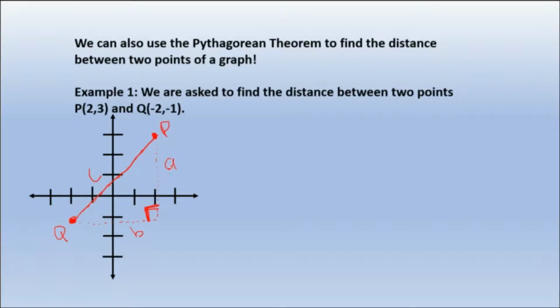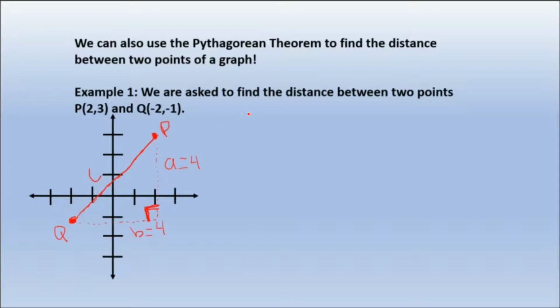So we need to know the lengths of A and B so we can use the Pythagorean theorem. We're going to do that by counting spaces. Each one of these is worth 1 space. So we can just count. Ready? 1, 2, 3, 4 spaces here. And then same thing over here. We have 1, 2, 3, 4 spaces over here.